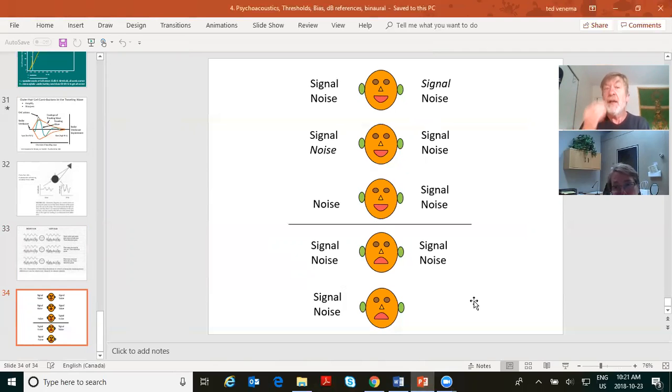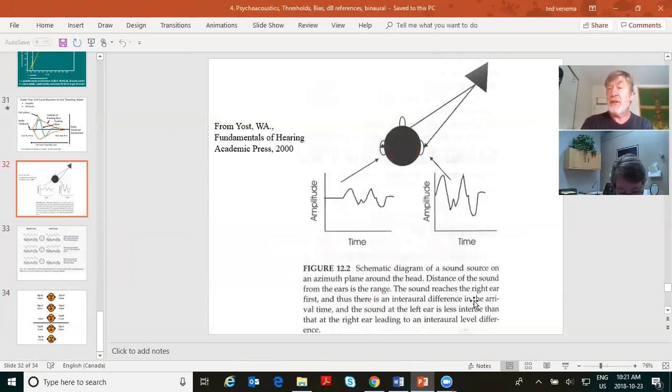Now look at the top head. Signal, noise, signal, noise. But notice one of the signals is written in italics. The other ones are all regular. If there is something out of phase or something different in the signal to both ears, as there is likely to be because of this, okay?